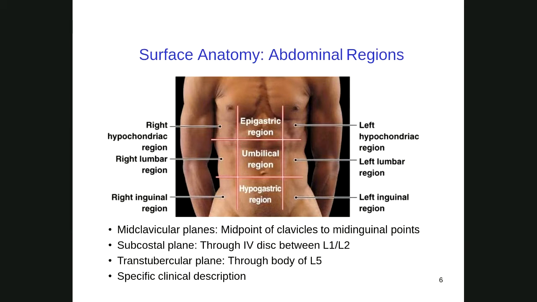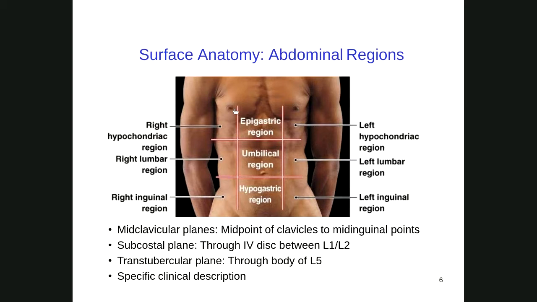What you need to understand about this figure is that, first of all, you need to know the names of the regions. There are two classifications, but we are using this one. As you can see, the abdomen is divided into 9 regions by 4 lines. 2 of the lines, the vertical ones, are drawn from the mid-clavicular. Sorry, I'll try to make a pointer. These 2 mid-clavicular lines, the left and the right, are drawn from the middle of the clavicle.